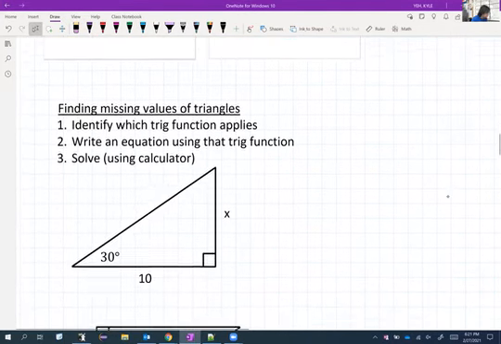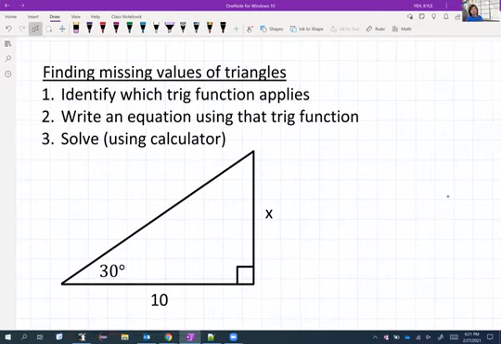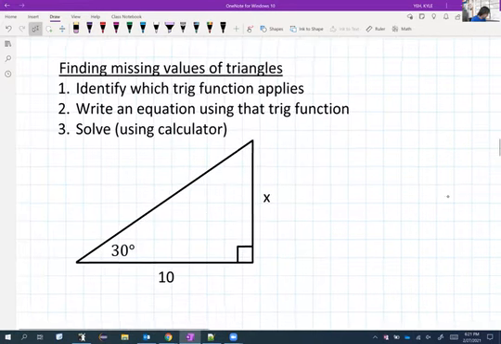All right. So here is what we are going to be doing the rest of this section: finding a missing value of a right triangle. It's a quick 3-step process. Identify which trig function applies, sine, cosine, or tangent. Write an equation using that trig function, and then solve for your missing value using a calculator. Let me show you what that means here.